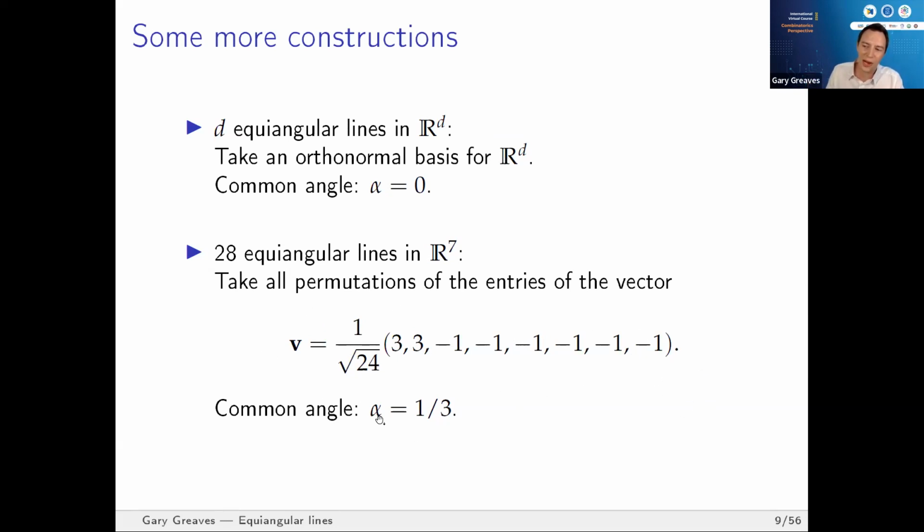Then you can check the common angle: the inner product between any pair of these 28 vectors will be ±1/3. Okay, and so that also gives us an equiangular line system. Now, if you look at this vector carefully, you'll think, wait a second, this is in dimension 7, but how many entries do we have here? We have 1, 2, 3, 4, 5, 6, 7, 8. We have 8 coordinates. So shouldn't this be R^8?